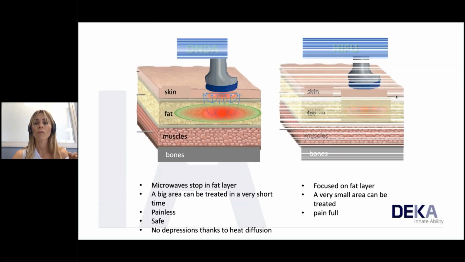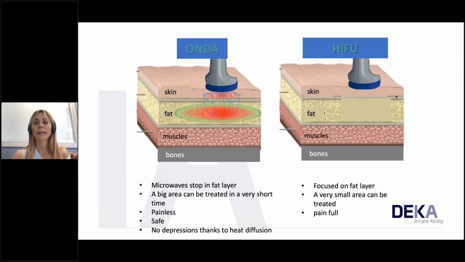HIFU is another technology which focuses its action on the fat layer. The problem is that the area we can treat is very, very small. On the contrary, the heating that is produced by Onda spreads horizontally, and it goes up to the dermis and epidermis. So again, the triple action.